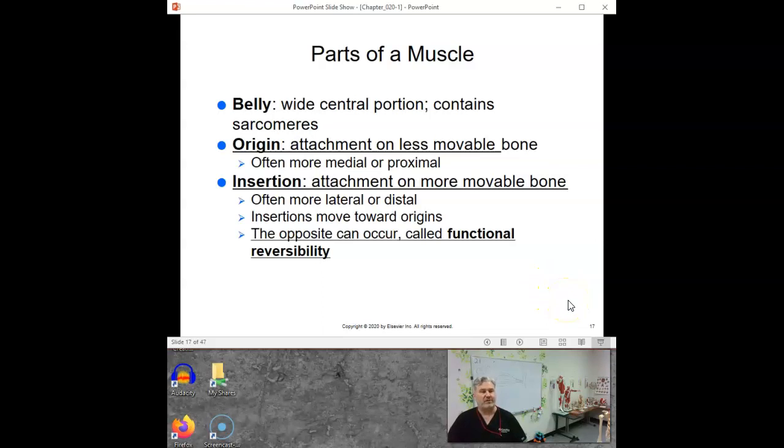By the way, your book calls it functional reversibility when origins and insertions switch. I've never heard anybody use that word in my life, except me, in this lecture.